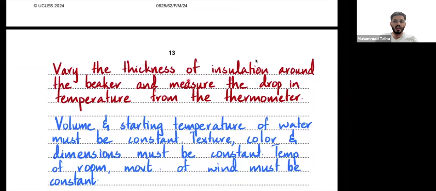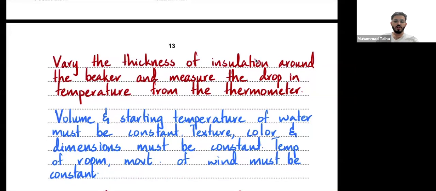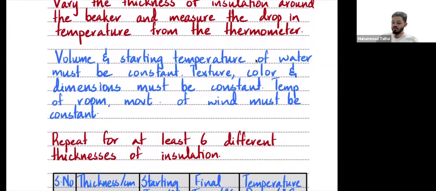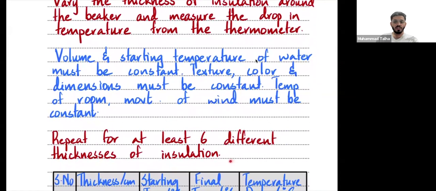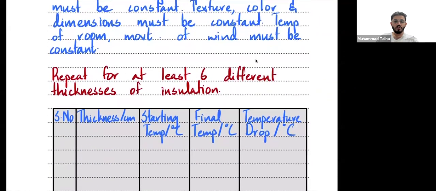So you vary the thickness and measure the drop in temperature from the thermometer. So volume or starting temperature must be constant. Additionally, you can also say that the dimensions of the container, the texture, color, must be constant. You can also say that the room, this environment that you are conducting your experiment in, the temperature of that room, the movement of wind or the draught in that room, should also be constant. And you just say that you'll do exactly what the examiner is talking about, that you wrap around these different thicknesses of insulation and you note the temperature drop.